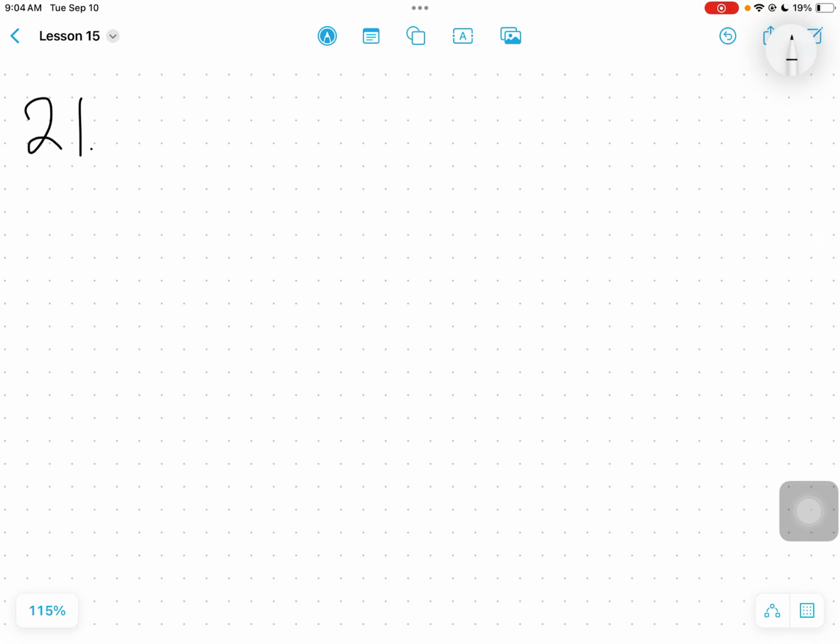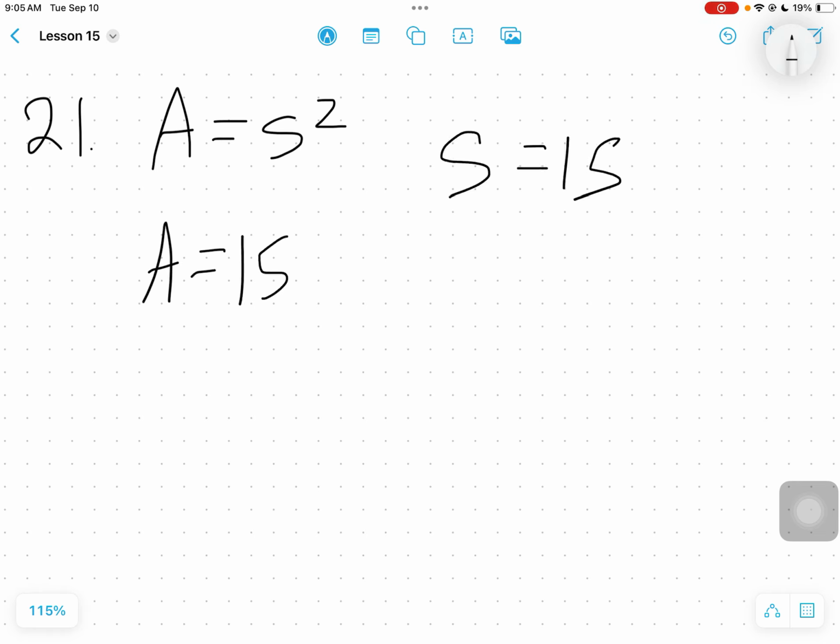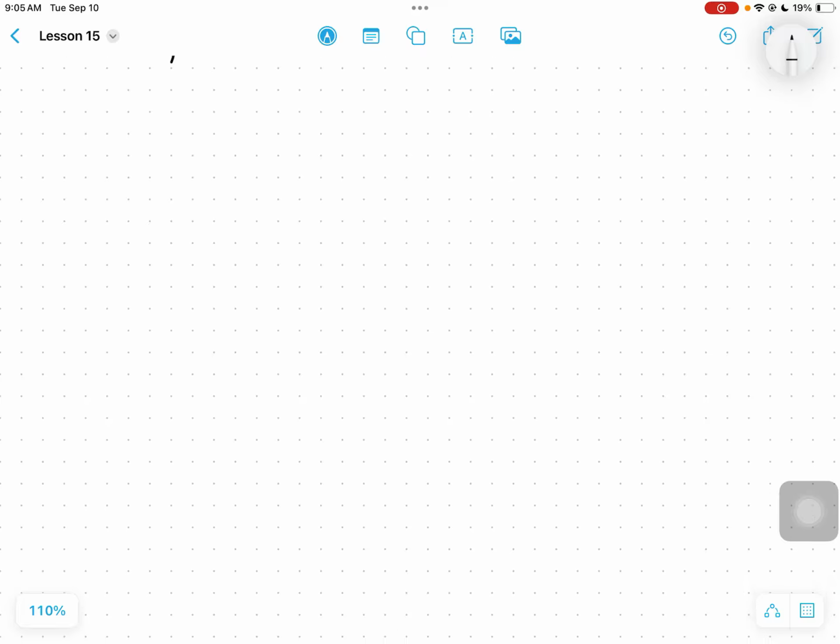21. A formula for the area of a square is area equals s squared. Find a when s equals 15. So a equals, so instead of s, we're going to substitute it with 15 squared. We can expand that. So it's going to be 15 times 15 to find the area.